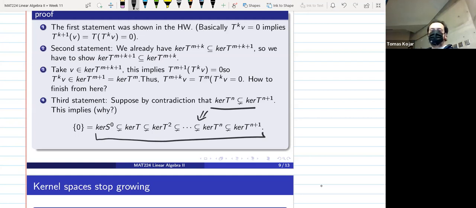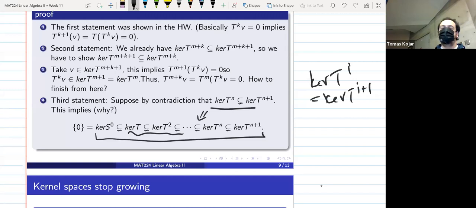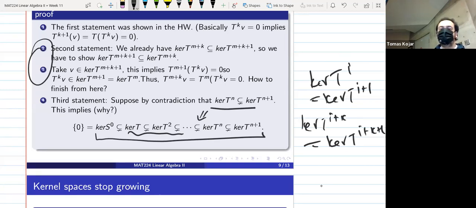Okay, let me say why. Suppose that there was some pair, doesn't matter, some kernel of T^i equal to kernel of T^(i+1). Then from this part, we showed that the kernel of T^(i+k) is equal to the kernel of T^(i+k+1). But that would imply that these two are equal, but we assumed that they're not. We'll get to it.